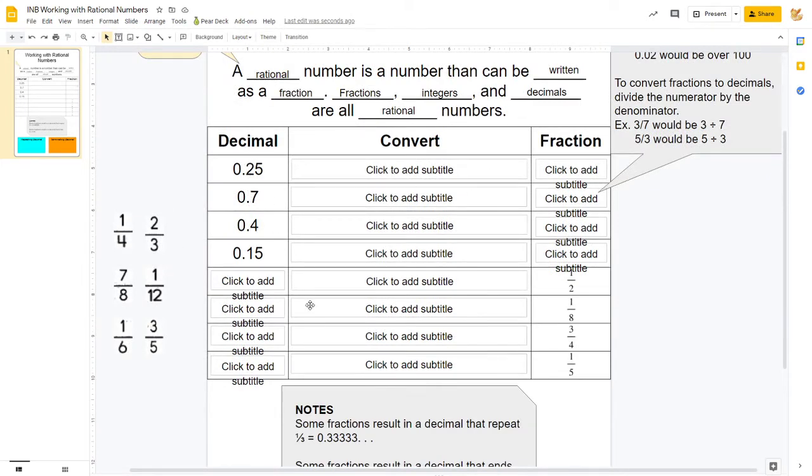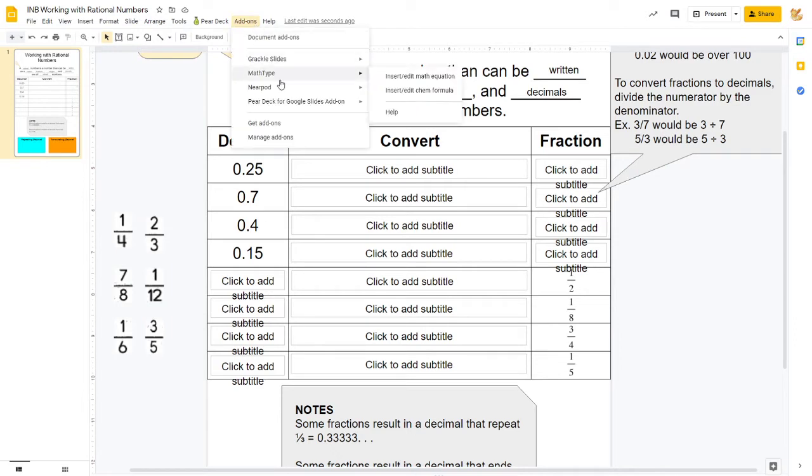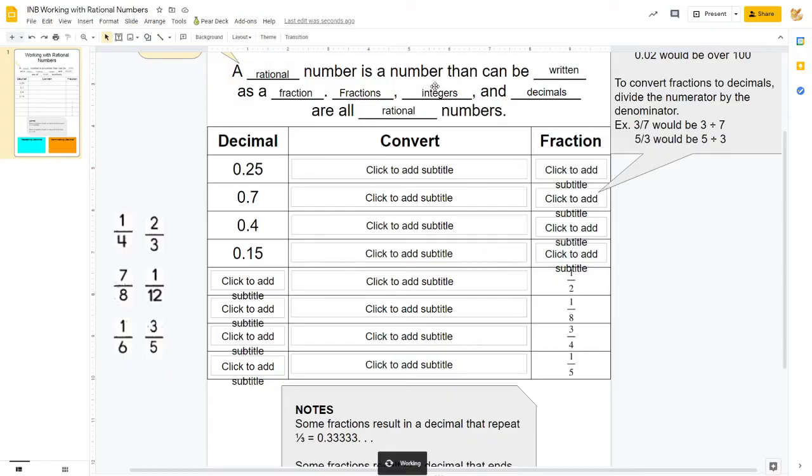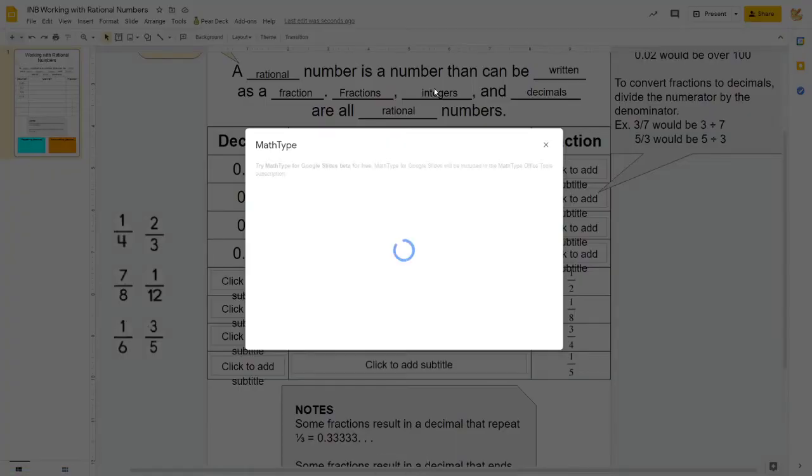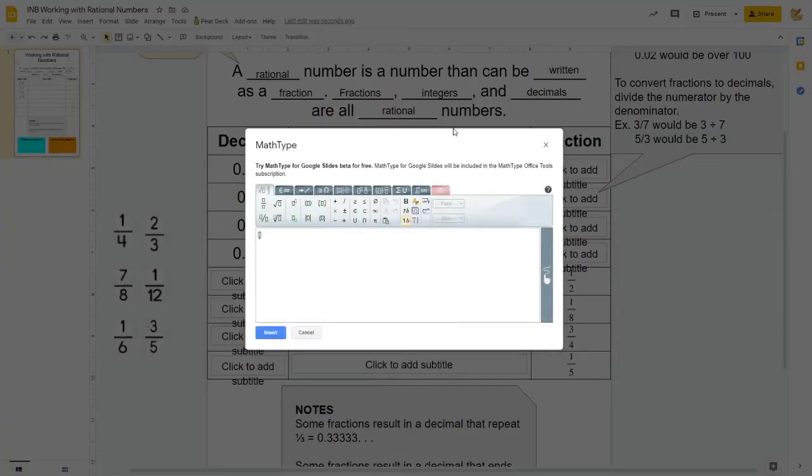Okay, so our job for this table right here is to convert decimals into fractions and fractions into decimals. Now, to convert a decimal into a fraction, what you're going to do is pretty simple. I'm actually going to use an add-on I found called MathType. You're welcome to get the add-on as well. I'm hoping the district allows you to do this. But you go to MathType and you go to Insert Math Equation. And it pops this up.